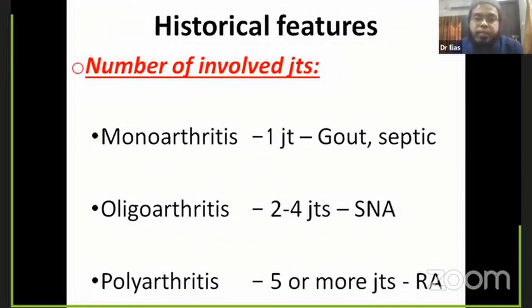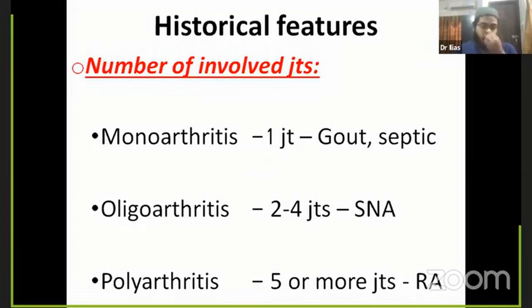And another historical feature must be counted on the basis of the number of joints involved. Okay, if only one joint is involved, that is called monoarthritis. Another is oligoarthritis, where 2 to 4 joints will be involved. And in polyarthritis, the patient will have more than 4 joints involved. Mind it. So in monoarthritis, the patient will have only a single joint involved. In oligoarthritis, 2 to 4 joints. In polyarthritis, more than 4 joints, that is, 5 or more joints according to some of the books.